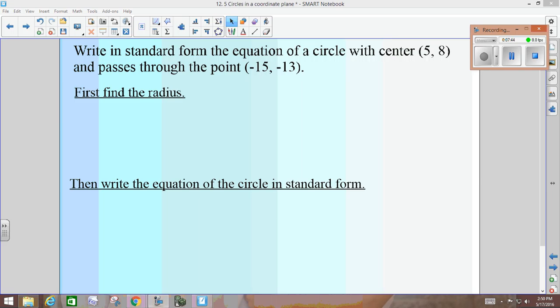In order to write the equation of a circle, what do we need to know? Good, radius and center. Well, we know our center, it's at 5, 8. Brian? Okay, how are we going to find the diameter? Okay, between what 2 points?